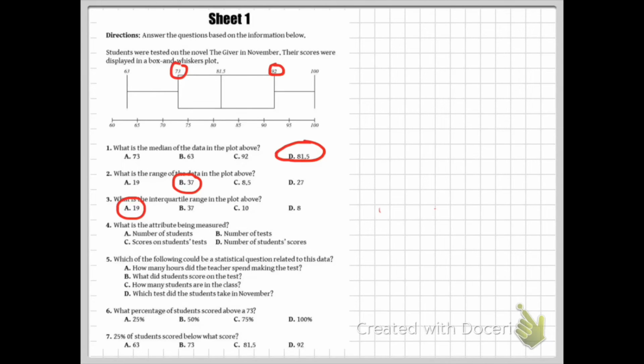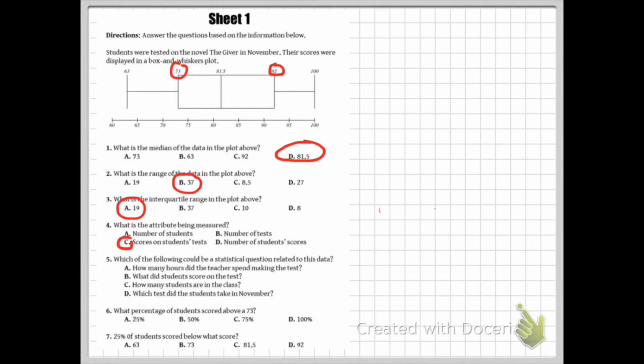Number 4 says, what is the attribute being measured? So basically, what are we trying to look at here? Once again, students were tested on the novel The Giver in November. Their scores were displayed in a box and whisker plot. So is it showing us the number of students? No. B, number of tests? Nope. Scores on student tests? Yep, looks like that. Or the number of student scores? Well, no, it's got to be C. We're looking at the scores on students' tests, which, believe it or not, a lot of times teachers take a look at when they're seeing what they need to focus on more when they're gathering data.